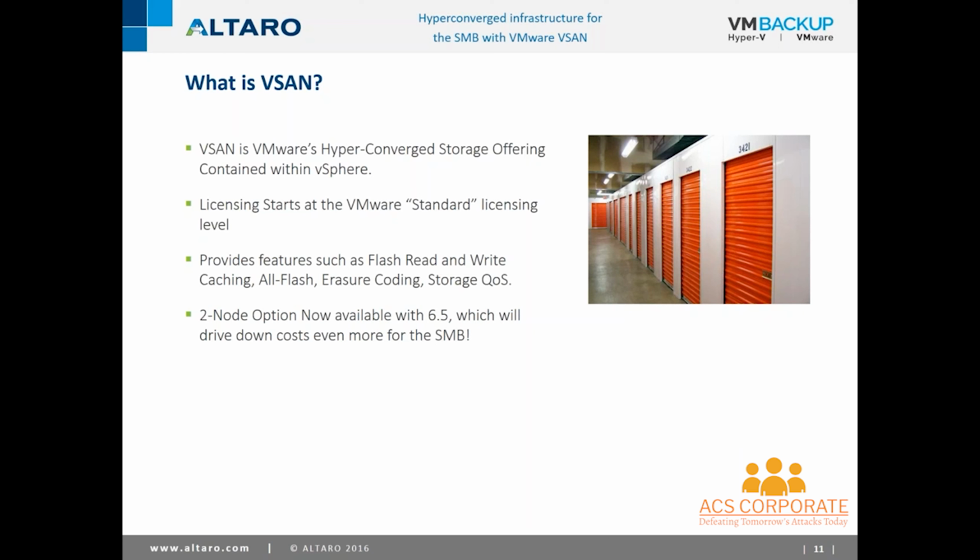And it offers storage QoS as well once you start getting up into some of the higher licensing levels, which is really useful from a service model perspective where you want to say that this virtual machine gets this much IOPS and this virtual machine gets this many IOPS. And as I mentioned earlier, we now have a 2-node option with 6.5, which is going to drive the cost down even more because previously you had a 3-node minimum, which meant buying 3 servers, but now you can get by with 2, which is really cost effective and very attractive from an SMB perspective.